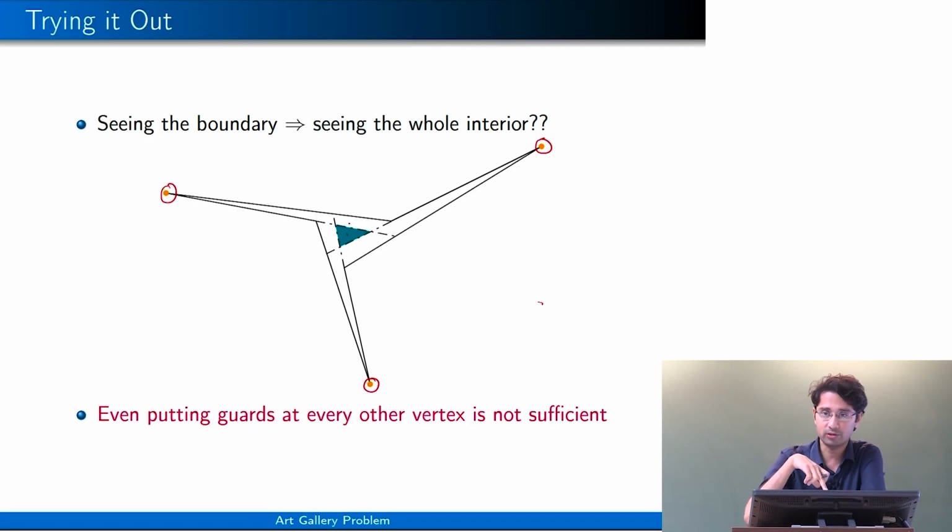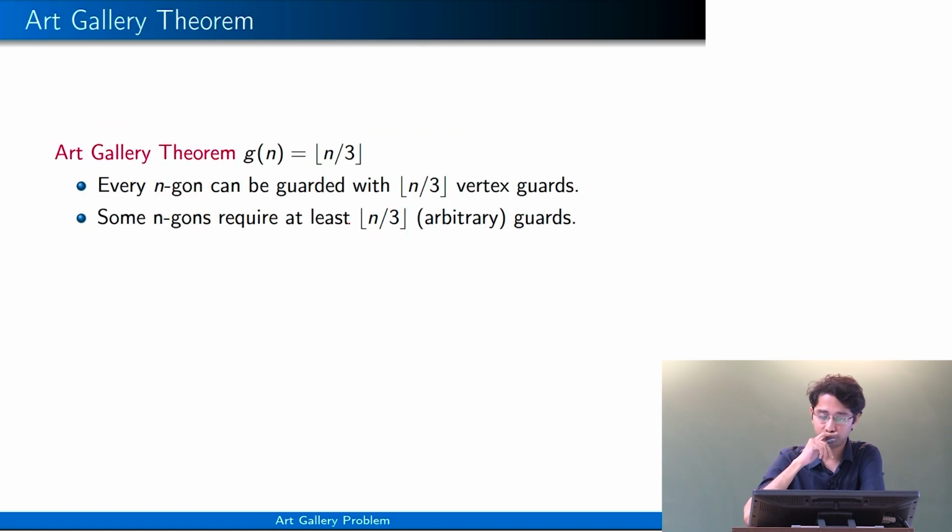This example also says that if I put guards in every alternating vertex, that may not be enough, right. So, this is the art gallery theorem, which says that if you take any polygon of size n, you can always guard that polygon with n by 3 guards, and there exist some polygons for which n by 3 guards are necessary. We need to place at least n by 3 guards to guard certain polygons of size n.